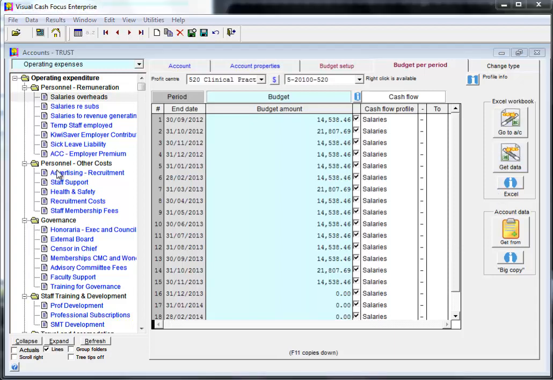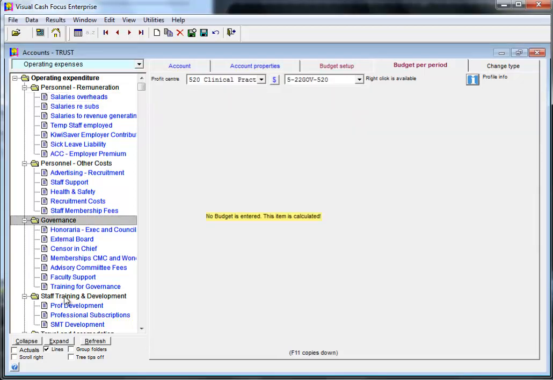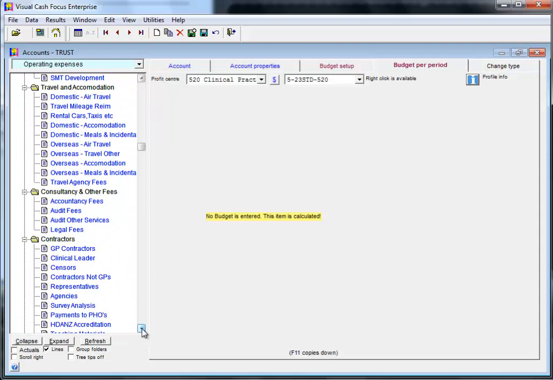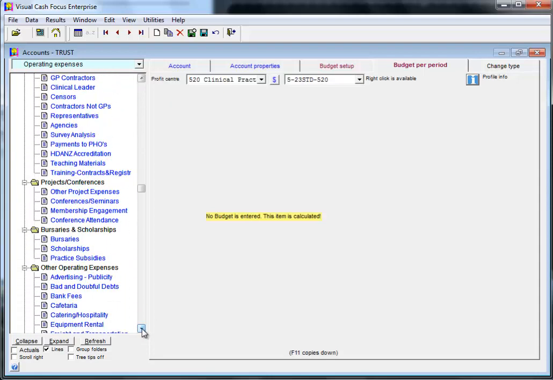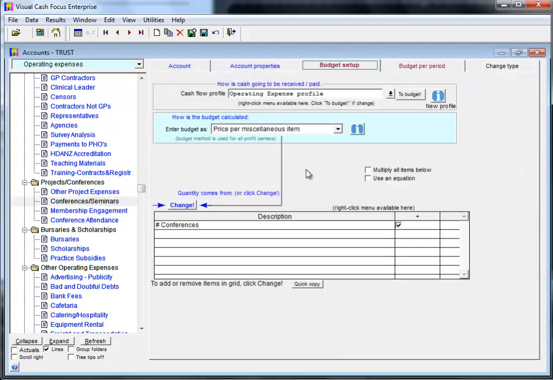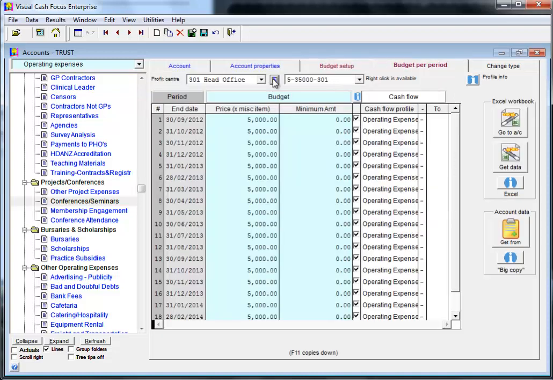Other expenses include governance, staff training, travel and accommodation, consultancy, contractors. Now if we click on conferences and seminars, we can see that it is variable on the number of conferences specified in the drivers. The budget here is the expected cost of each conference.